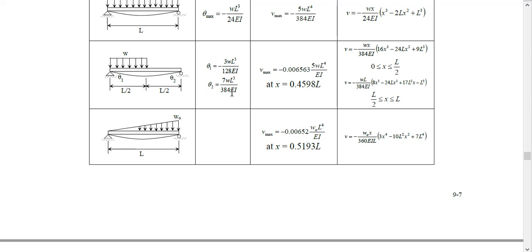7WL square by 384 EI. W means uniformly distributed load. L means total span. So we may use this. Let us see how I use this.